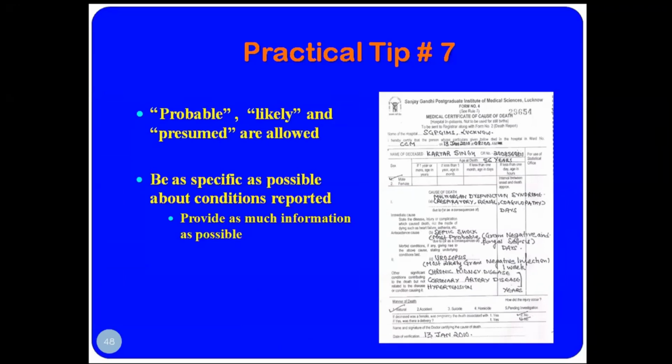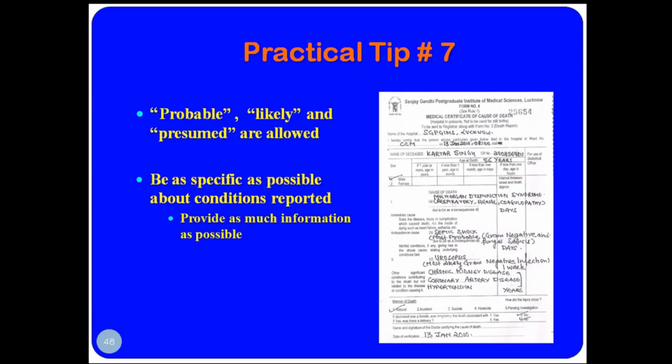You can write probable, likely, presumed. But still, you have to be as specific as possible. Like urosepsis: the patient was admitted with urosepsis. If you have a preliminary report that some gram-negative organisms are growing in the urine, you can write urosepsis, brackets, most likely gram-negative infection. Now you realize the importance of this. When we analyze death certificates over a period of time, when we do statistical analysis, we will understand how many gram-negative urosepsis patients are dying of multi-organ failure.